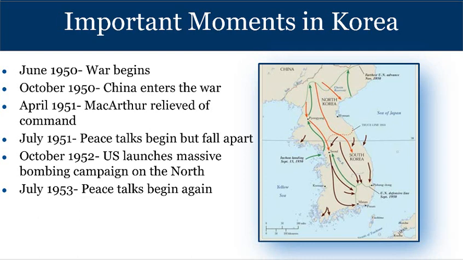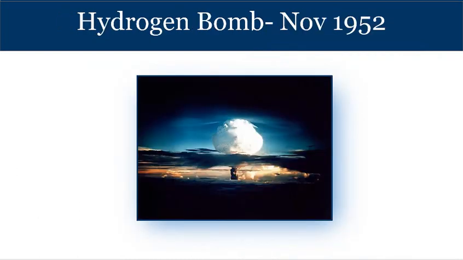In 1952, we have a presidential election that's happening in the background of this. We're also going to launch a massive bombing campaign in the North in October. And then after the conclusion of our presidential election, and once Eisenhower becomes president, those peace talks are going to resume again. So I want to talk to you guys about what happened in 1952 that made North Korea, China, and the Soviet Union decide that maybe we should enter peace talks.